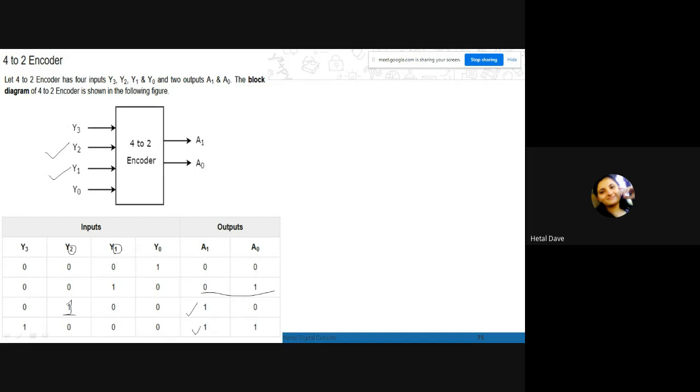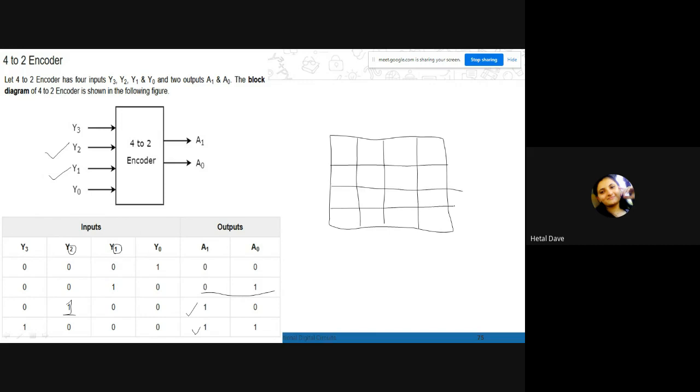What is the equation? So you need to draw the K-map. First of all, can anyone tell me how many cells I should draw? Two cells? 8 cells? There are 4 input variables, so 16 cells should be drawn. See, be attentive. I should draw 16 cells.